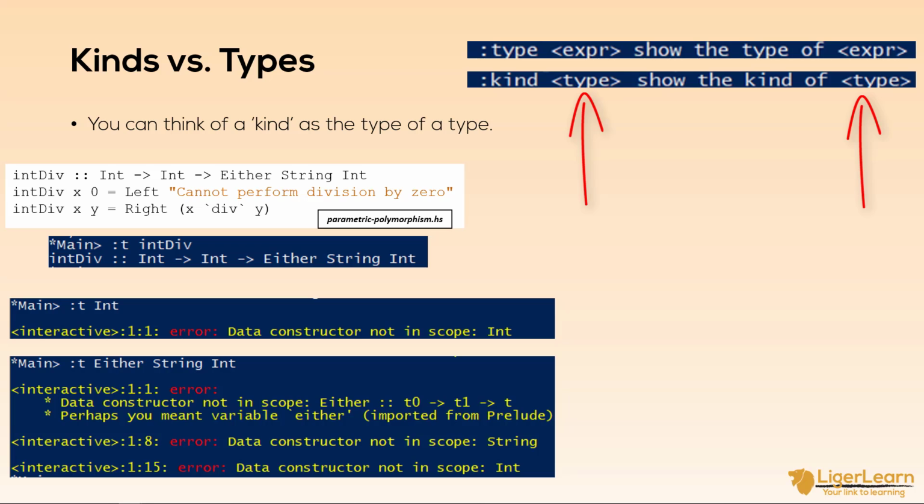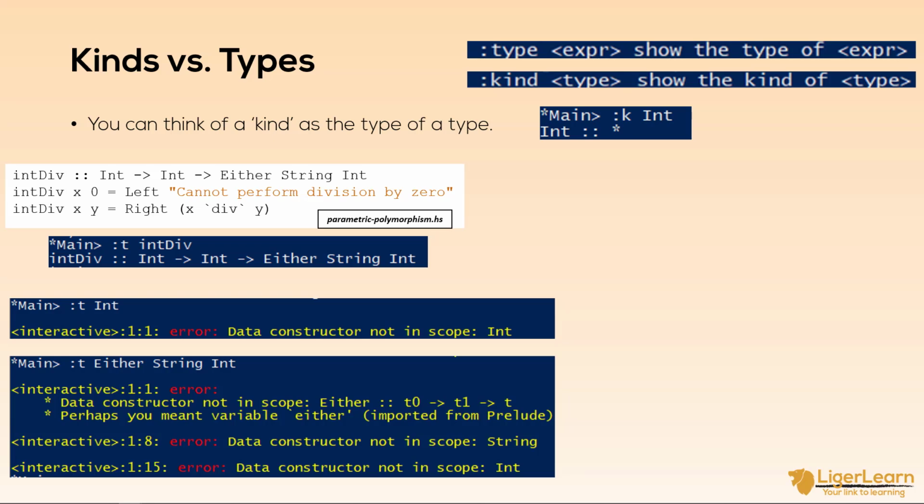Alternatively, we can use :k for short, as we will see. The response returned by GHCI when we ask it for a kind of a type can be confusing. Let's ask GHCI for the kind of an Int. And we get told that the kind of an Int is a star. What exactly is this star?